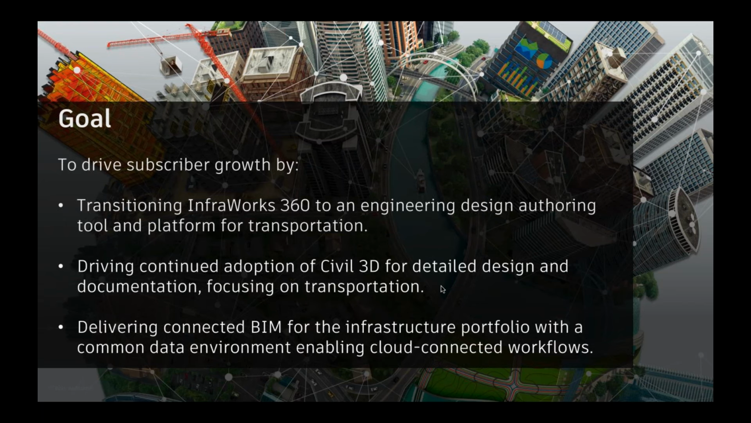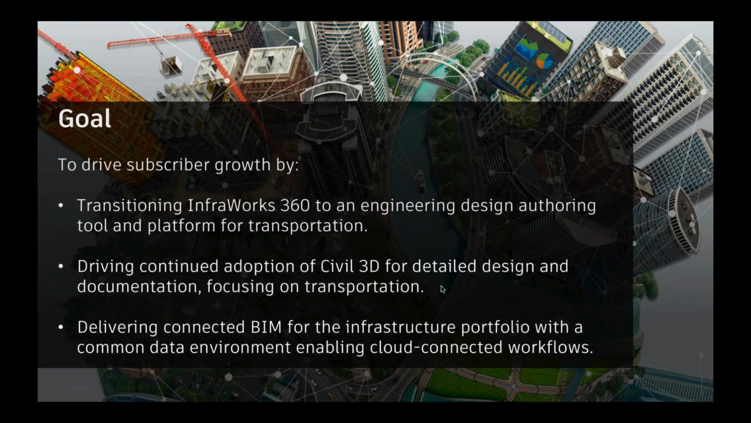Our goals for this year are, and this slide actually presents goals not just for InfraWorks 360, which is really what we're talking about today, but goals for the civil infrastructure product line in general. The goals are to transition InfraWorks 360 to more of an engineering, design, authoring tool and platform with a focus on transportation. The focus on transportation also applies to Civil 3D, but we're not transitioning that to being a different type of tool, or a detailed design tool. It already is one. We'd like to drive continued adoption of Civil 3D for detailed design and production documentation, again, with the same focus on transportation that we have for InfraWorks.